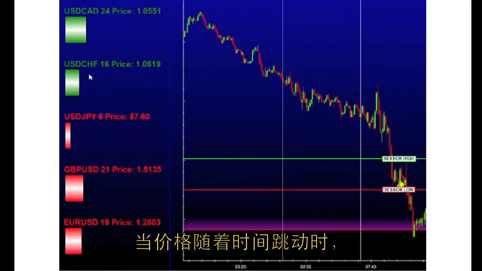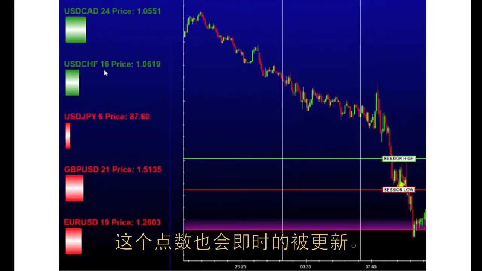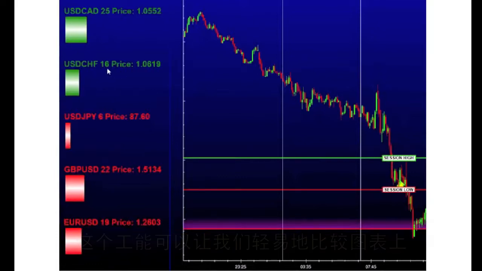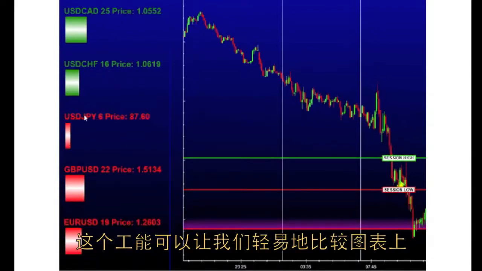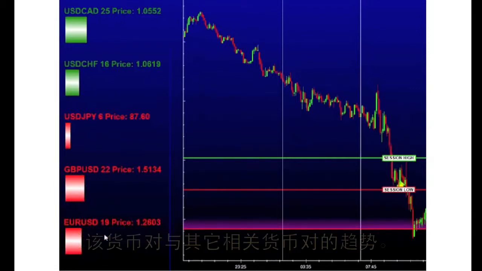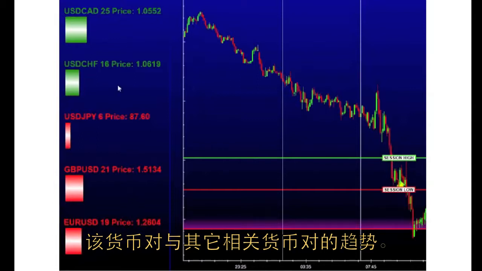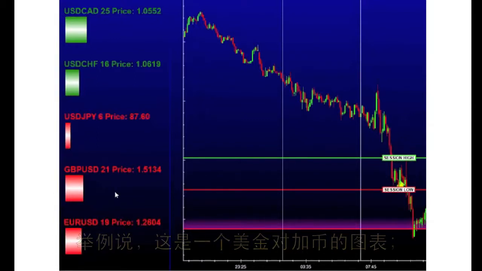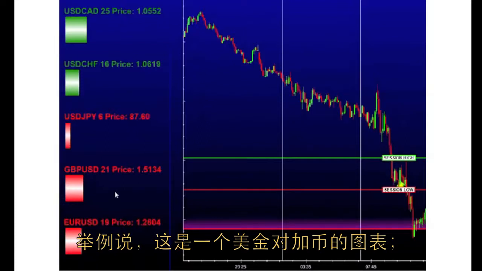On the US dollar Swiss franc, the price has moved 16 pips. And as the price moves or changes, you're also going to see the change on the pip value. Here you have the US dollar yen, US dollar pound. As you can see, it's 22, the euro's 19. The reason we like this feature is to give us an idea of the correlation of different currency pairs that we might be trading to compare with the chart that we have open.